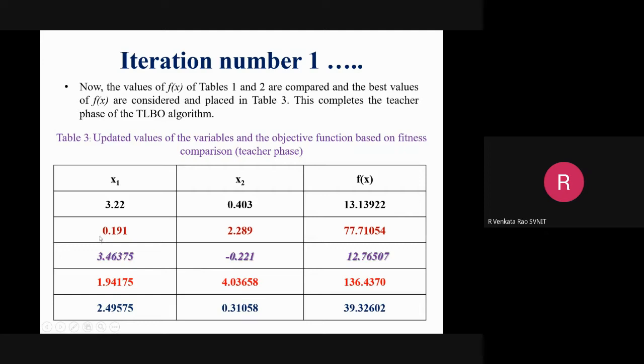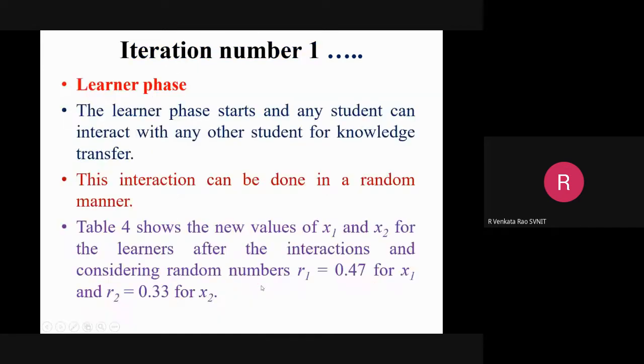Now, how to calculate new values of x1 and x2 for learner 2? Same approach. The old value of x1, 0.191, plus some random number multiplied by, in brackets, 0.191 minus 1.94175, because this is the x1 value of learner 4. Please listen again. The new value of x1 for learner 2 will be 0.191 plus some random number multiplied by, in brackets, 0.191 minus 1.94175. And the new value of x2 for learner 2 is 2.289 plus some random number multiplied by, in brackets, 2.289 minus 4.03658. That way we calculate the new values of x1 and x2.